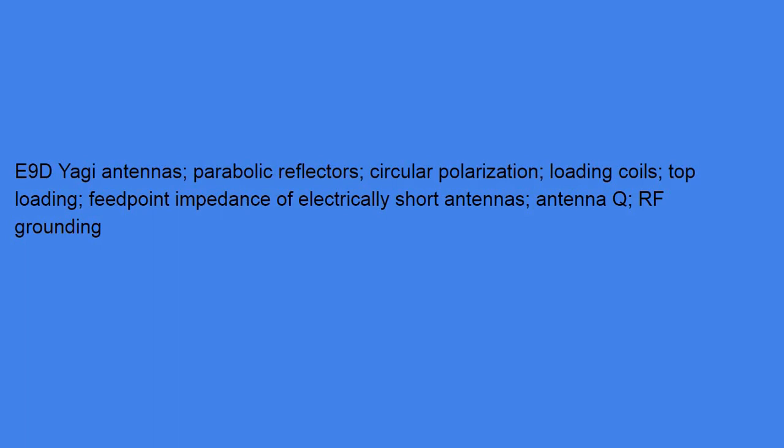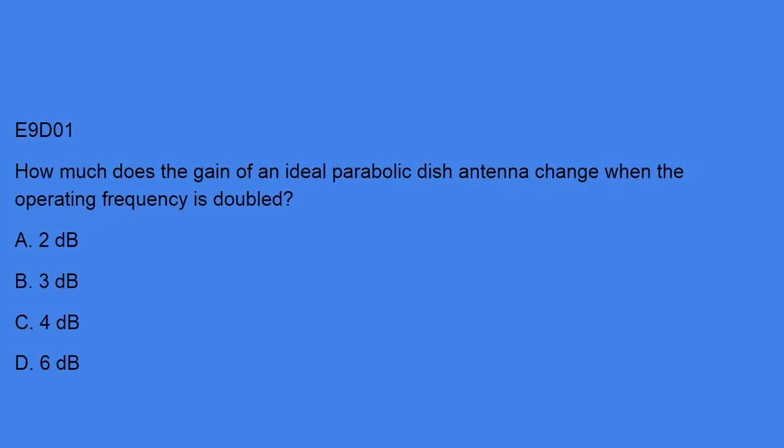E9D, Yagi antennas, parabolic reflectors, circular polarization, loading coils, top loading, feed point impedance of electrically short antennas, antenna Q, and RF grounding. E9D01, how much does the gain of an ideal parabolic dish antenna change when the operating frequency is doubled? That is 6 dB.